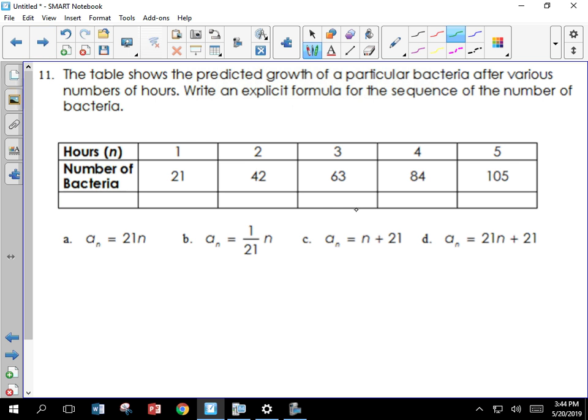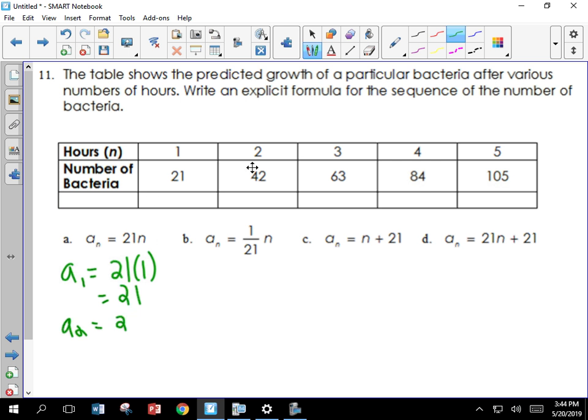All right, number 11. The table shows the predicted growth of a particular bacteria after various number of hours. Write an explicit formula for the sequence of the numbers of the bacteria. All right, so all these numbers right here represent n. So I'm going to plug these into every single equation, and I should get back these answers. Okay, so I'm going to plug in a sub 1 equals 21 times 1, which equals 21.